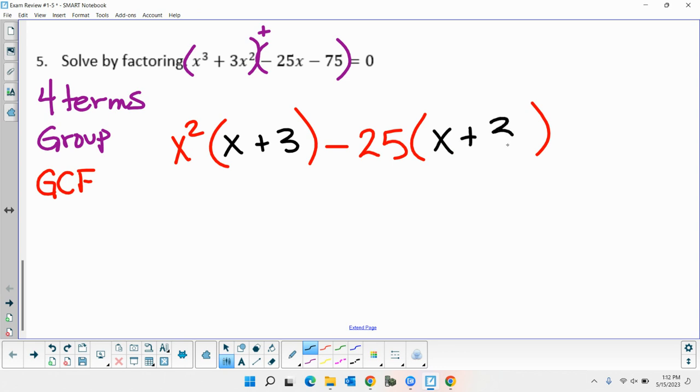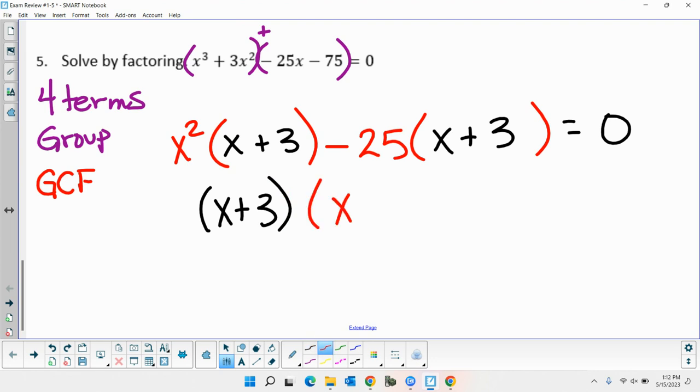And what's negative 75 divided by negative 25? Positive 3. Is it working out like we want? Yeah. Remember, this equals 0 right now. We're trying to solve this one. We're not just factoring, we're solving it. Okay? So one of my factors is x plus 3. What's my other one? x squared minus 25. You guys seen this before? Yeah. You can factor it, x plus 5 and x minus 5.